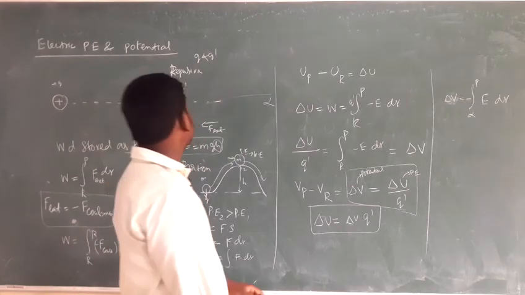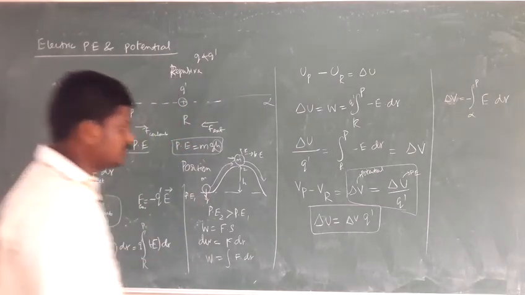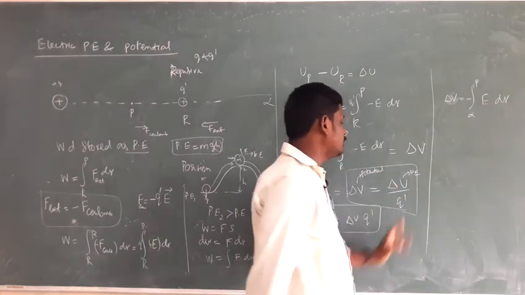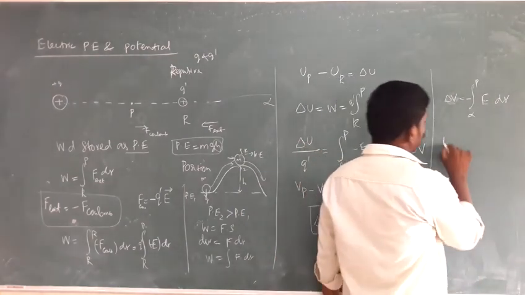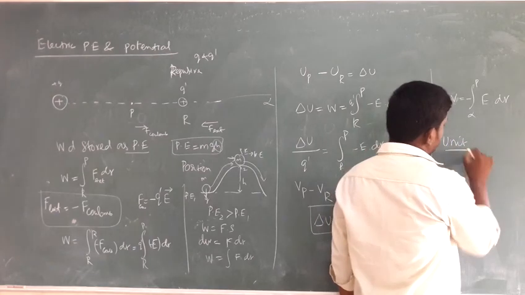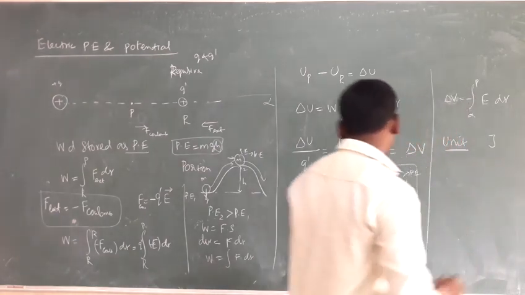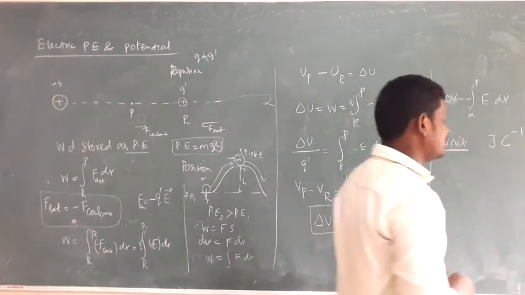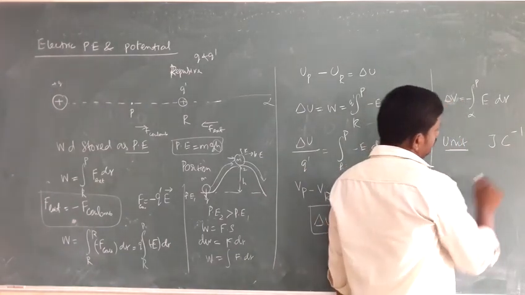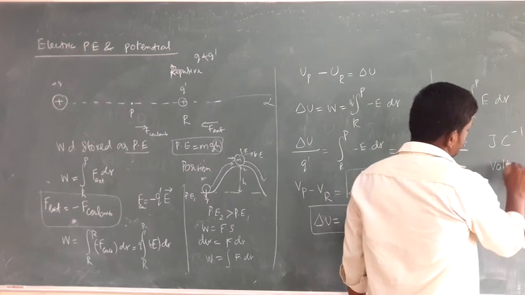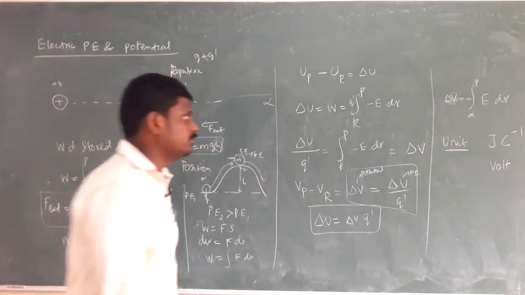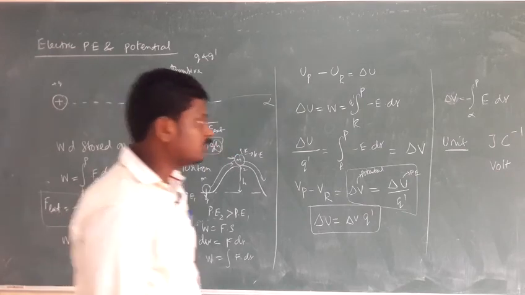Then what is the unit of potential? Delta V is equal to delta U by Q'. What is the unit of energy? It's joule. What is the unit of charge? It's coulomb. So the unit is joule per coulomb, or joule coulomb power minus 1. But practically we use the volt, named after the scientist Volta. So the unit of electric potential is the volt, or voltage.